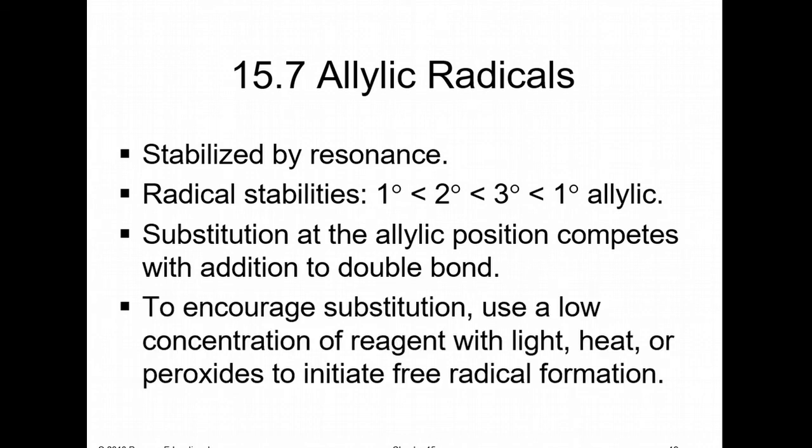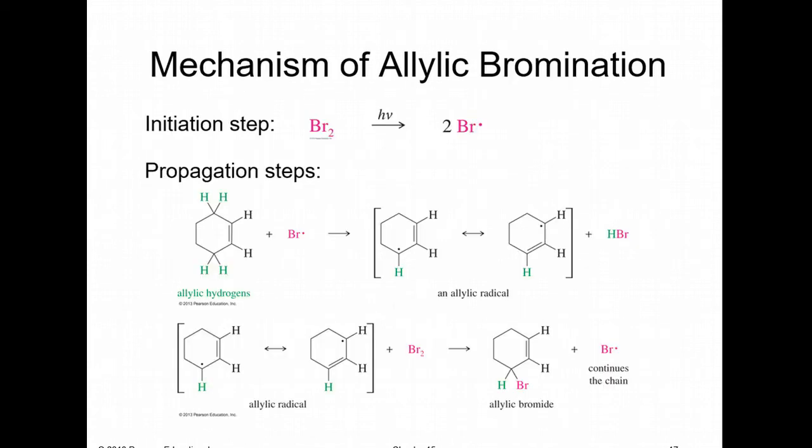To encourage a substitution, you use a lower concentration of reagent with light, heat, or peroxides to initiate free radical formation. So remember, if you want to do radicals, you have to initiate it. So you just use a lesser amount of the radical-forming compound. That's kind of how you do it, but that's more of an experimental method.